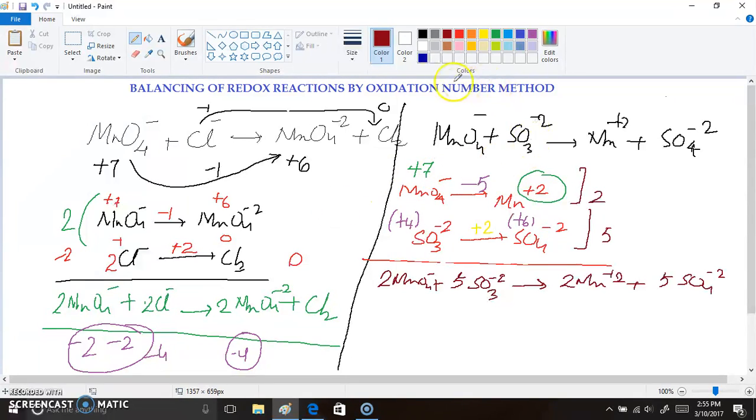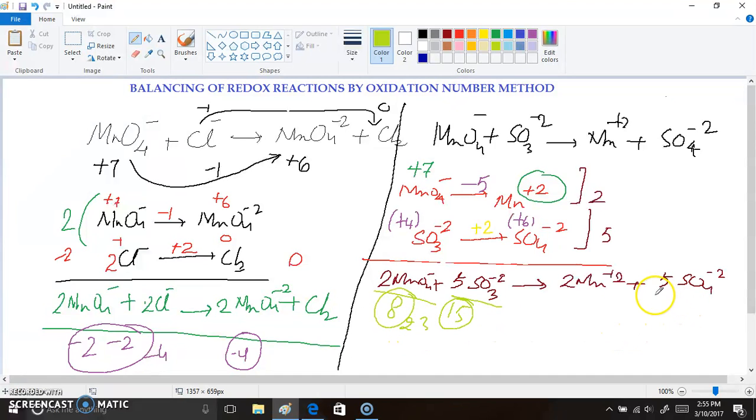Just check how many oxygens are on this side. For example, on this side you see there are 8 oxygens. 2 MnO4 is 8, plus 5 SO3 is 15 here. So the total number of oxygens here is 8 and 15, that is 23 oxygens on this side.